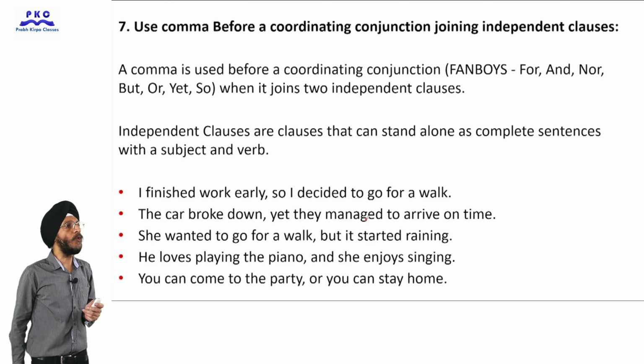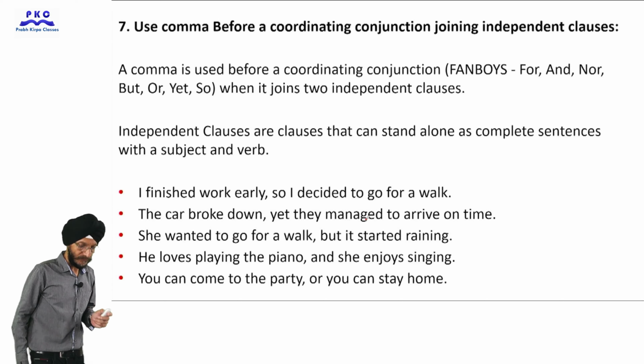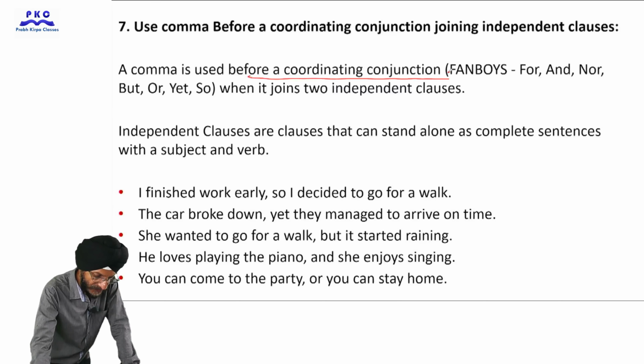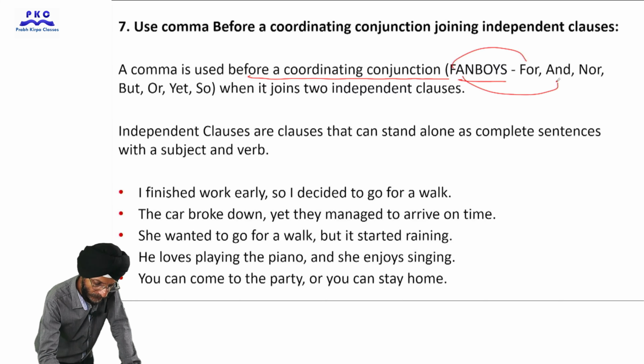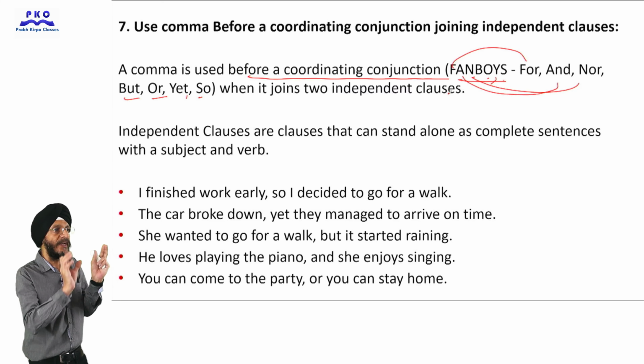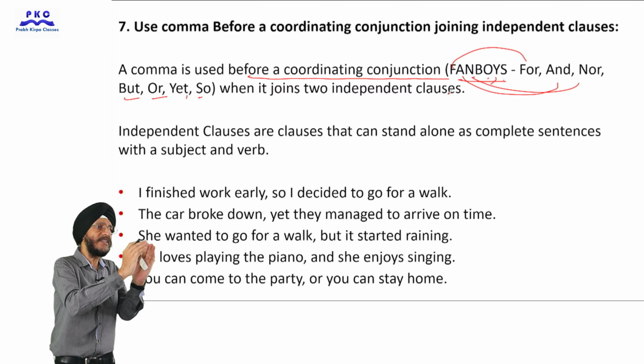Next is, use a comma before a coordinating conjunction joining independent clauses. A comma is used before a coordinating conjunction. FANBOYS stands for: F for for, A for and, N for nor, B for but, O for or, Y for yet, S for so. A comma is used before a coordinating conjunction when it joins two independent clauses. Independent clauses are those clauses, we can say those sentences, which can stand alone.